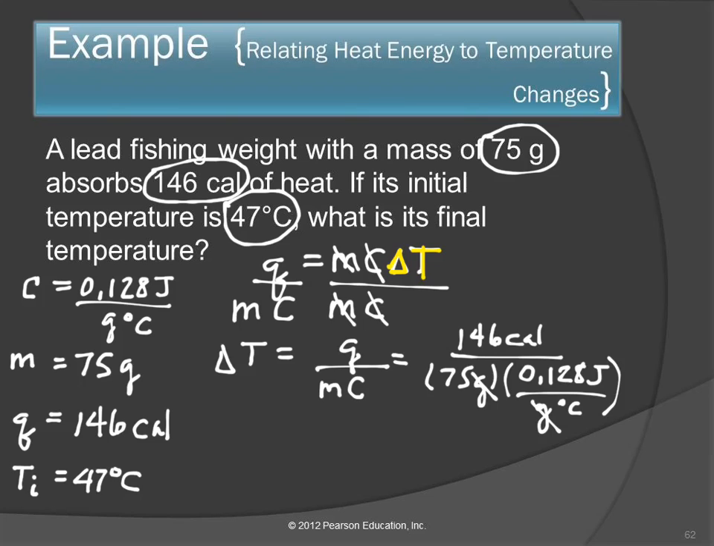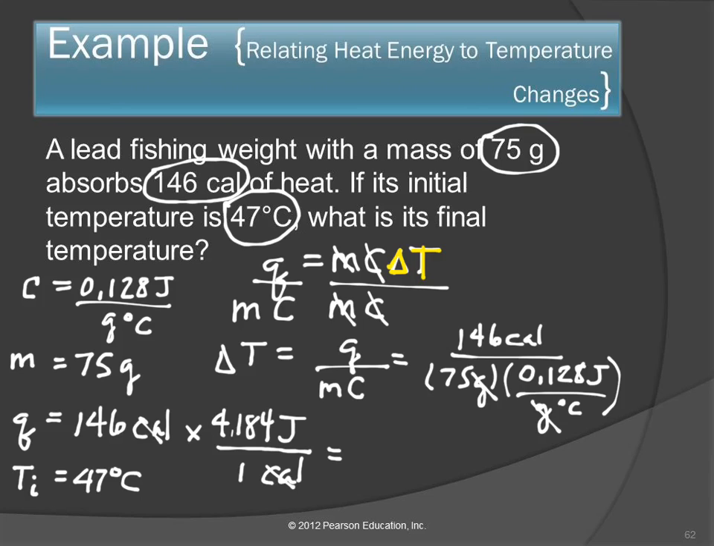We need to convert one of those to the other. We could convert the specific heat capacity, or we can convert the heat, Q. I think it's easier to convert Q. So we're just going to take this 146 calories and we're going to convert to joules. We're going to multiply by joules, divide by calories. So the calories cancel out. Dimensional analysis. What's the relationship? 1 calorie, 4.184 joules.